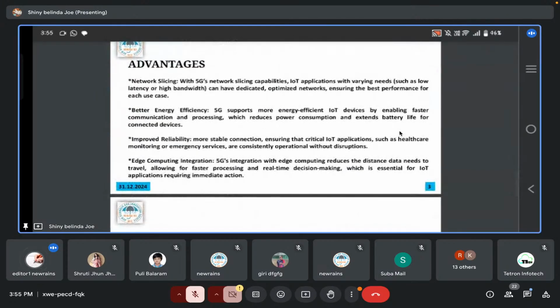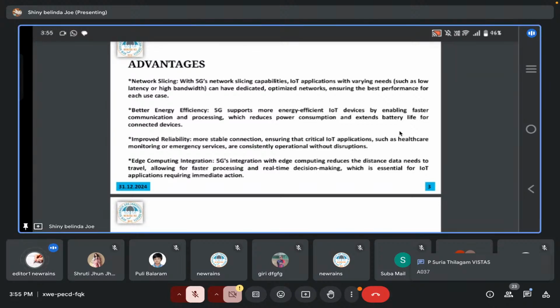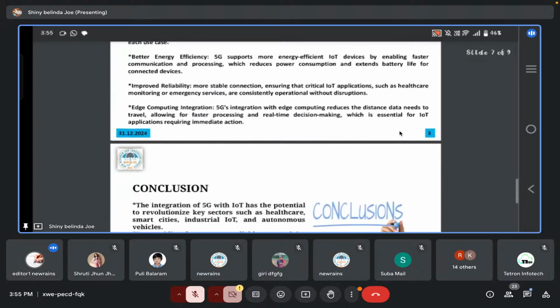Now the advantages, very simple. Network slicing divides a single network into smaller separate networks that work independently. Next, better energy efficiency: using less energy to do the same thing, for repeated processes. These are advantages of 5G. Next, improved reliability. It works much better; the 5G network is very good, and we prefer it. Edge computing is processing data closer to the source.